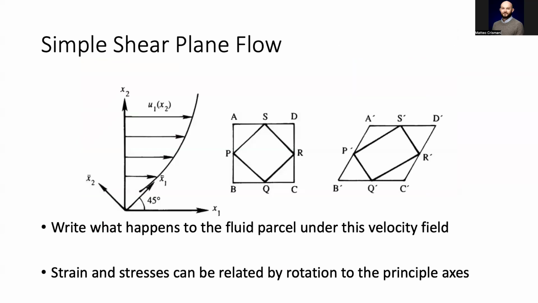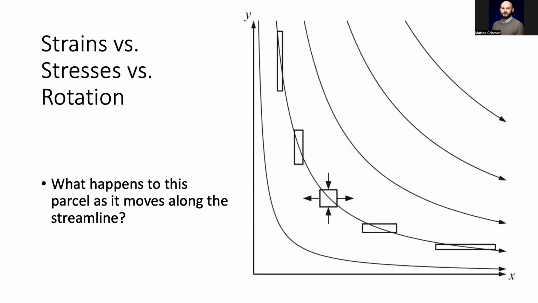Okay, so we talked about this. Let's talk about another one. So what happens to this parcel as it moves along this streamline? The flow is coming from the top and it's bending at the edge of this box and going down. And so here I have this box. It starts in this orientation and it ends in this orientation. And I want you to sit for a few seconds and really think about what's happening to this parcel.